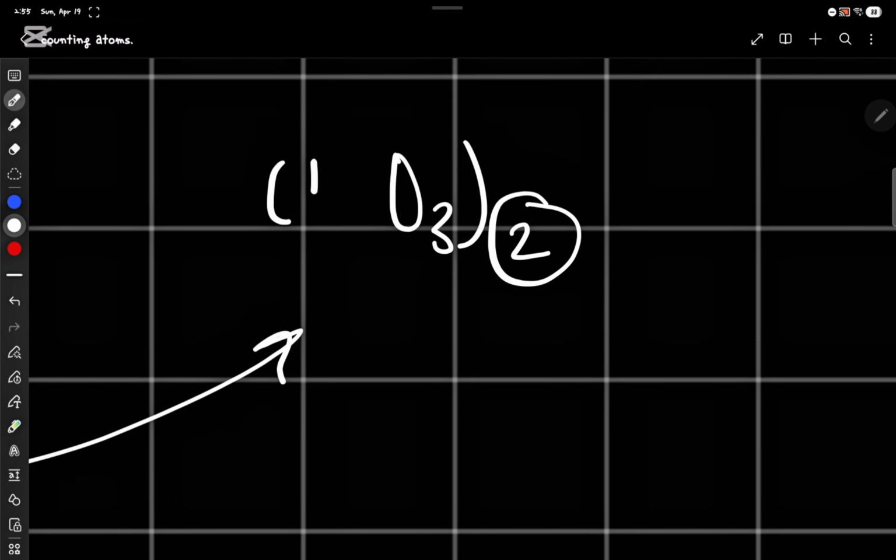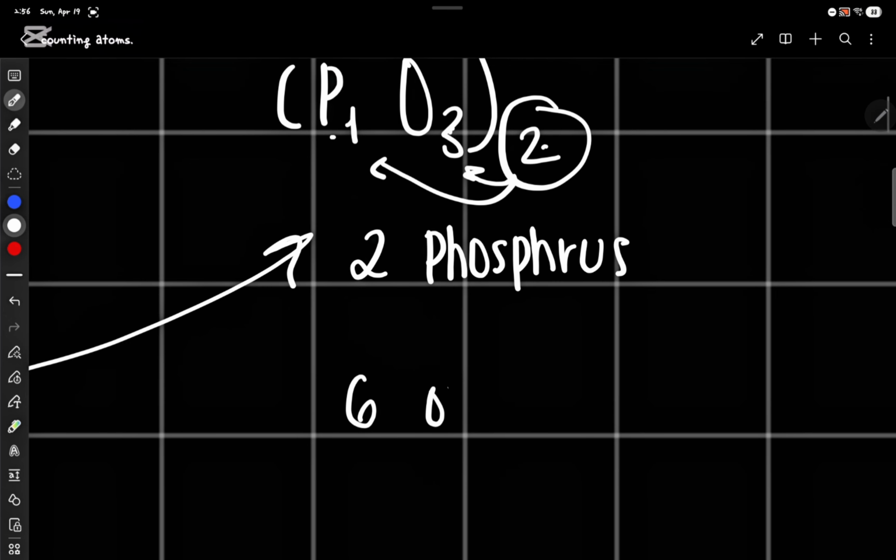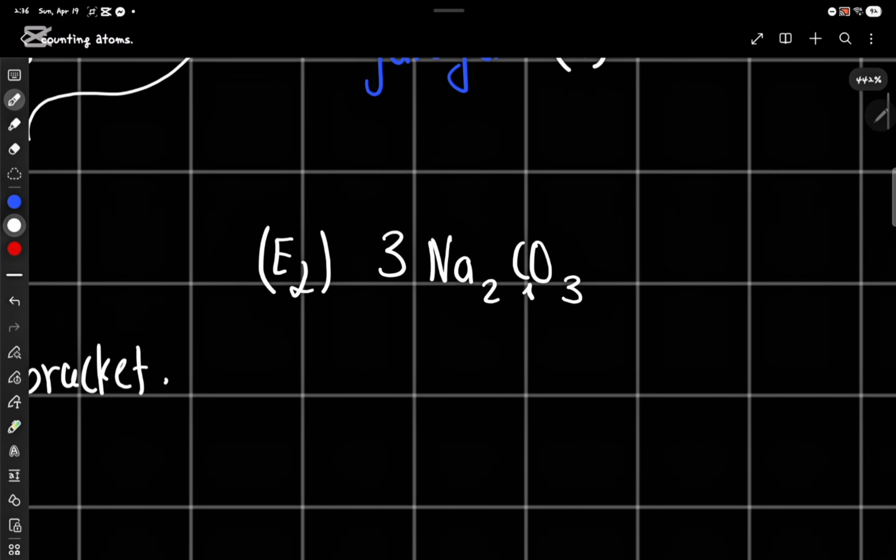So P here, there's no subscript, which means that there's only 1, and there's 3 oxygens. So distributing the 2 means we multiply 2 times 3 is 6, 2 times 1 is 2. So we're gonna end up with 2 phosphorus and 6 oxygens. Okay.